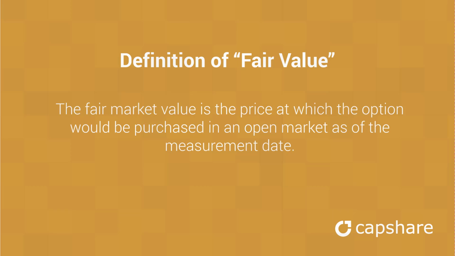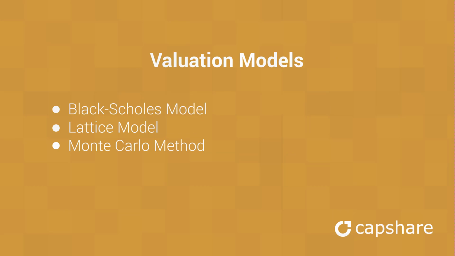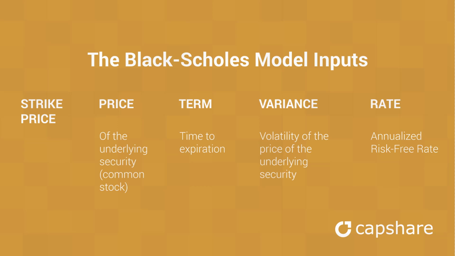So there are a couple of methods that can be used to actually run the fair value calculation. One is the Black-Scholes model, another is the lattice model, and another yet still is the Monte Carlo method. But the Black-Scholes is really the easiest and the most straightforward. It's also the most standardly used because of that. And so it's the way that I would recommend you to do it as well.